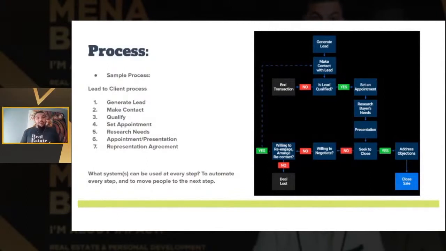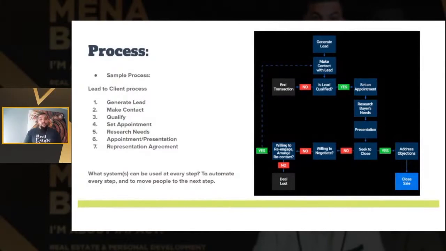After you set the appointment and you have an initial conversation, you do some research based on your client's needs, whether they're a buyer or a seller, and the information that they would need in order for you to be prepared for your presentation. Then you go on your listing appointment or your presentation or your buyer consultation, whatever it is, right? And at the end of that conversation, your goal is really to get a representation agreement, right?